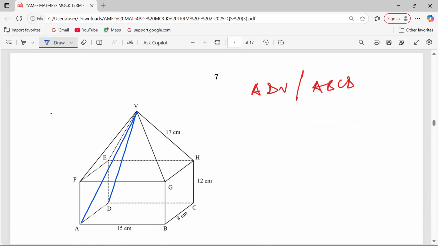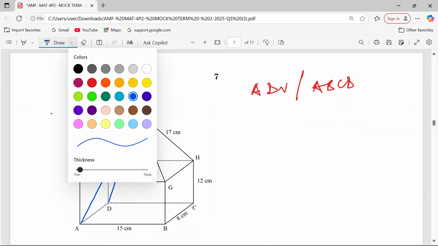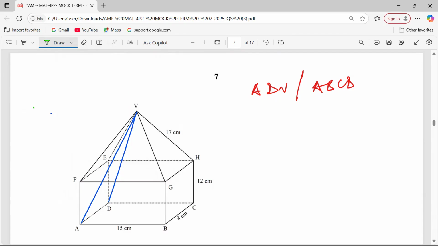Let us look at the height of this particular model, the whole height of the model. The first thing I shall be doing to get the height of the model is, remember FG is also 15, and GH is also 8. With that, we should be able to get the length FH.